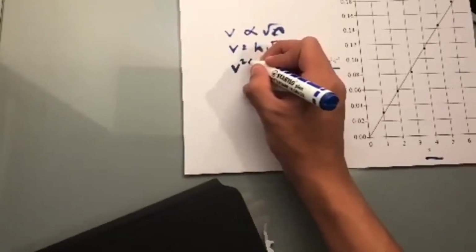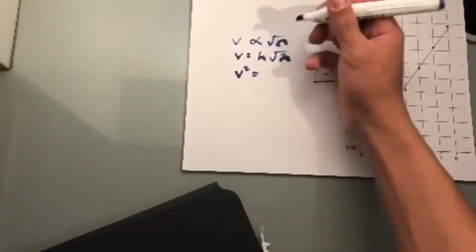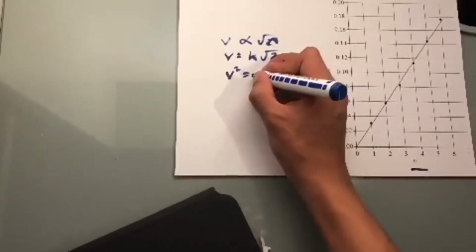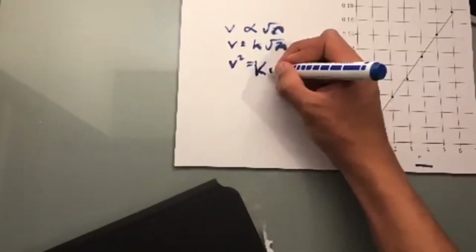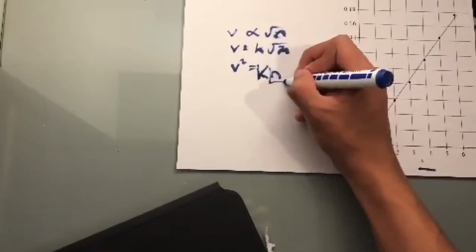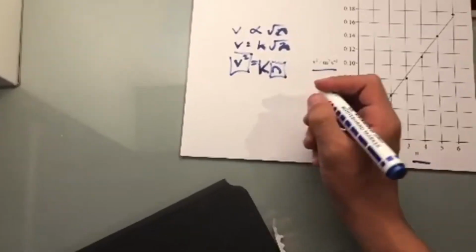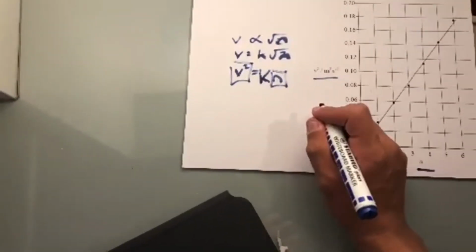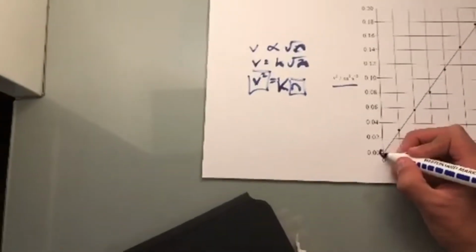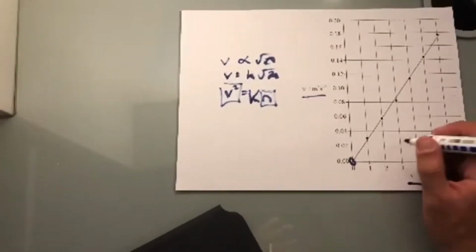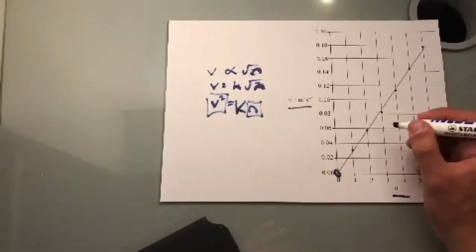Which means v squared is equal to a constant term times n, because you cancel out the square root, and we're trying to see if v squared is proportional to n. And to get a proportional graph, the line has to go through the origin, which is 0, 0, and it has to be a straight line. Therefore, this is proportional.